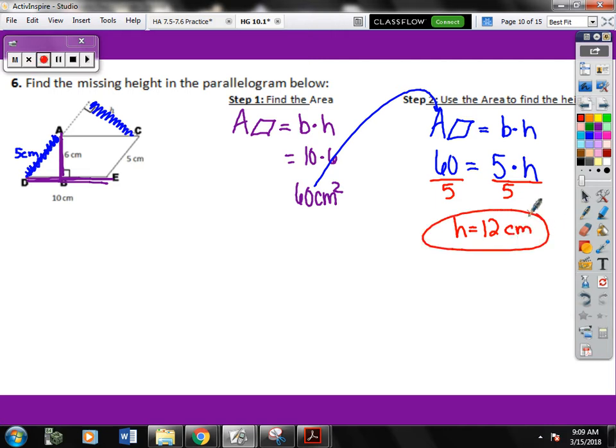Now, a lot of you on your homework will try to figure out what that is using right triangles. You will not have enough information to do Pythagorean theorem or trig or anything. So this is going to be the only way you can do it: finding out what the area is and then using the area to work backwards and find the missing length.